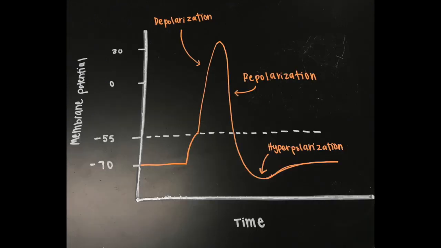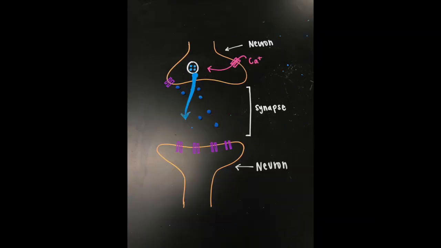Here is a graph that can better help you visualize the process of action potential. -70 mV is the initial resting voltage. Once the voltage reaches the threshold, -55 mV, the action potential process begins.